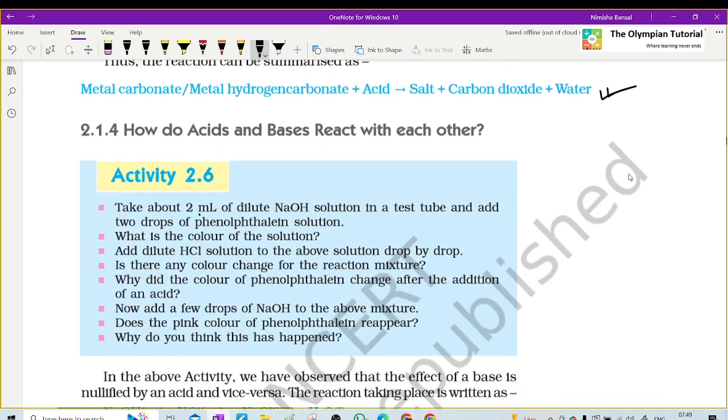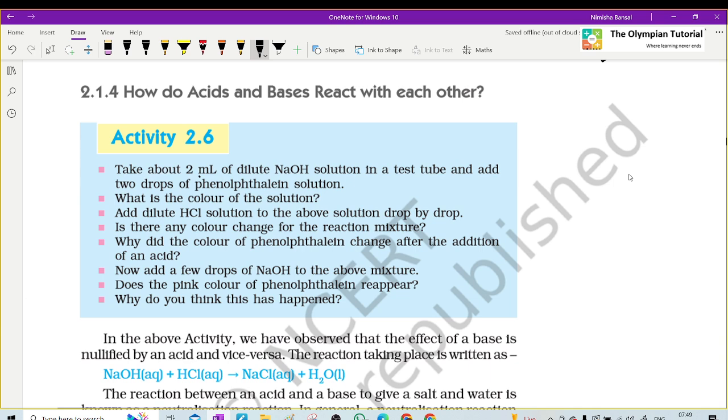Now, the next topic is how do acids and bases react with each other? I already told you the reaction of acids and bases is known as a neutralization reaction, and it will give salt and water. Start to read activity 2.6. I will explain it to you. How do acids and bases react with each other?